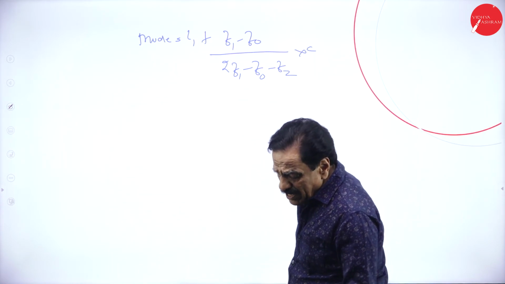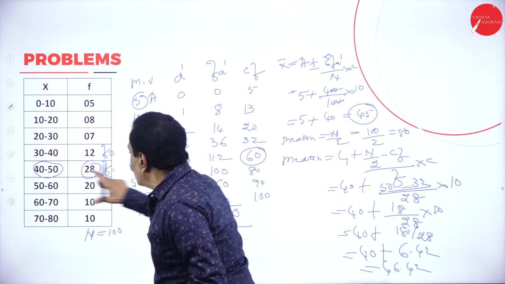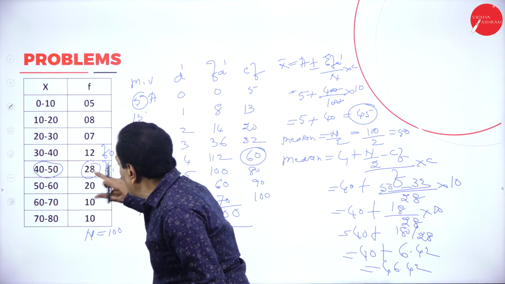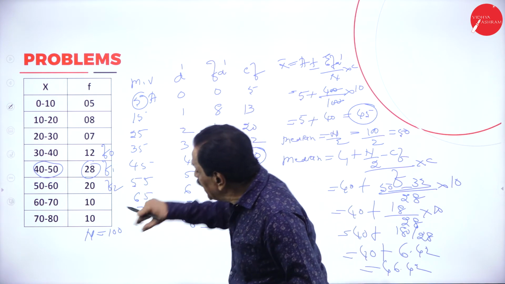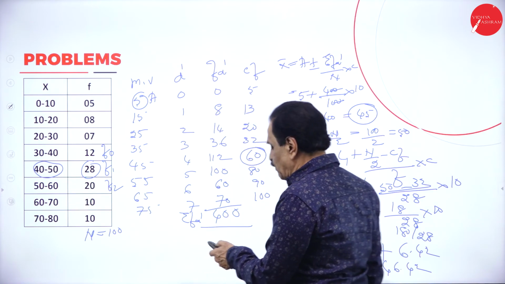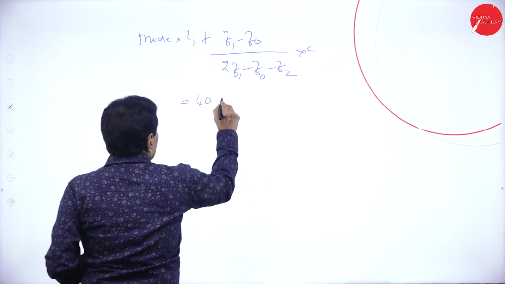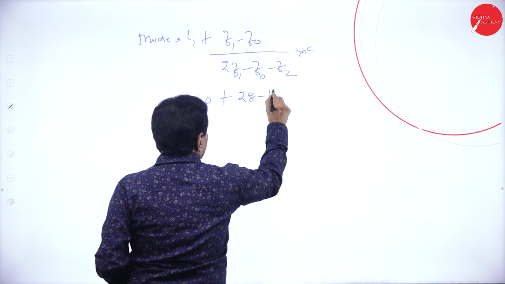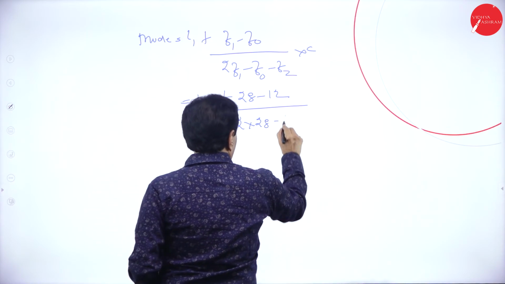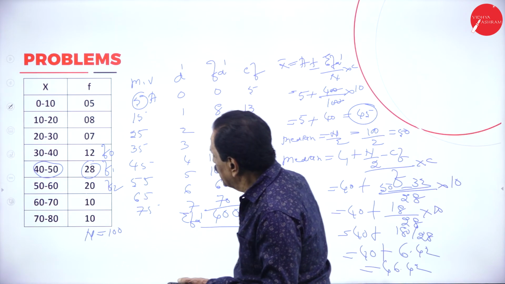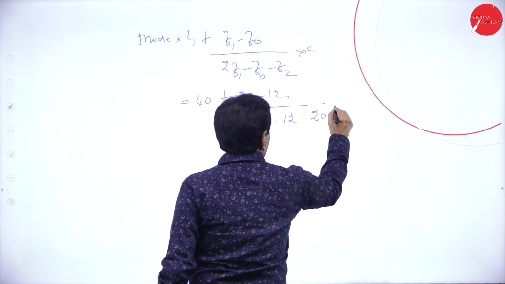So in the class interval, we see that the mode lies in 40 to 50, which is the highest one. 28 is the highest one. 12 is the F0. 20 is the F2. Your class is 40 to 50. You'll apply: L1 is 40, F1 is 28 minus 12, divided by 2 into 28 minus 12 minus F2. Your F2 is 20. Your class interval is 10.